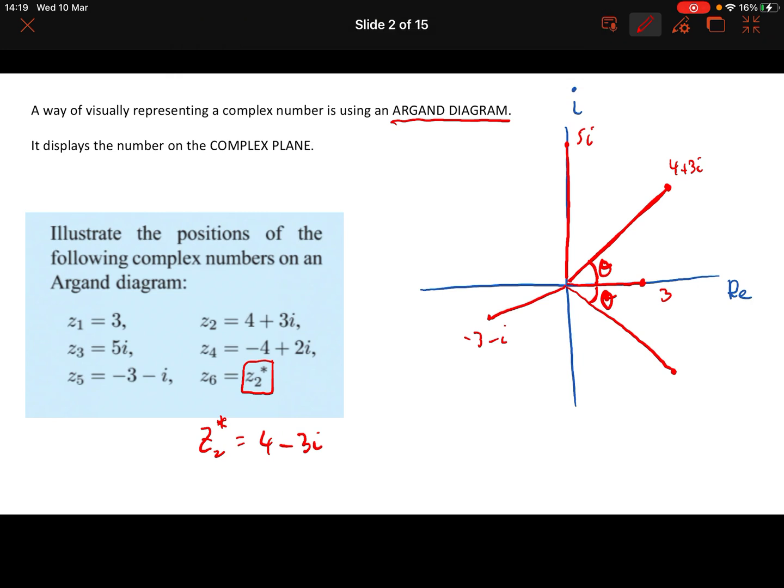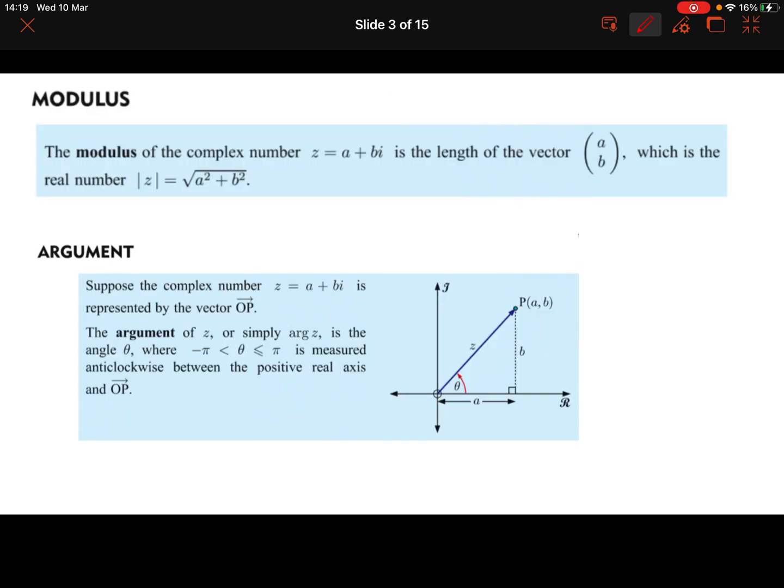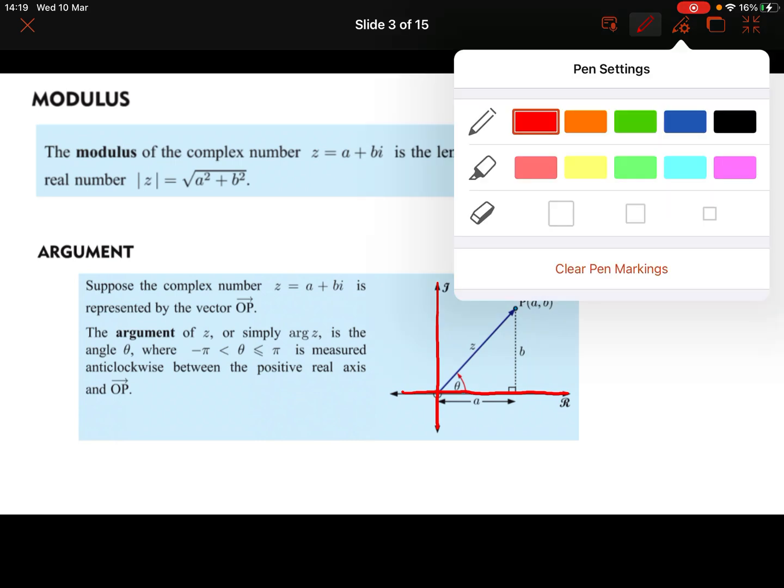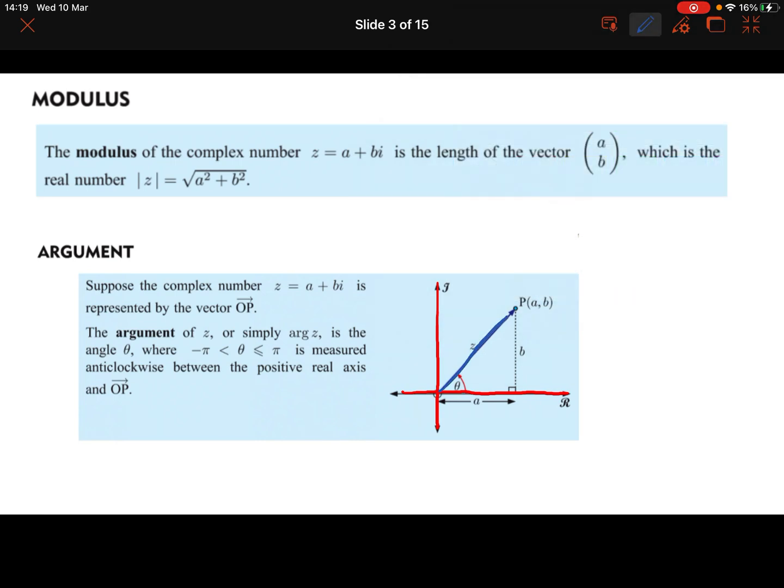Okay, so we can plot things on an Argand diagram, and we're plotting them onto what is known as the complex plane. So we're now representing all numbers that could possibly exist, not on a line but on a plane instead. Now, what we can gather from this, let's just say here is an Argand diagram with a complex number on it, Z.